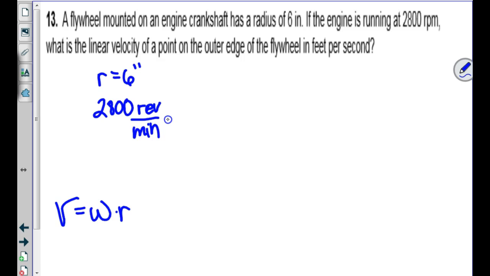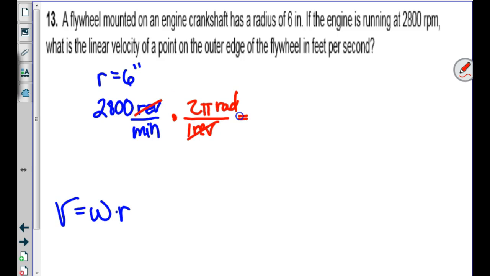No, if we divided by 6 inches like this, you'd have minute inches in the denominator. That doesn't make any sense. Is this an angular velocity, guys? Yes. We need to make this an angular velocity by changing it to what? Radians. That's it. So 1 revolution is 2 pi radians.